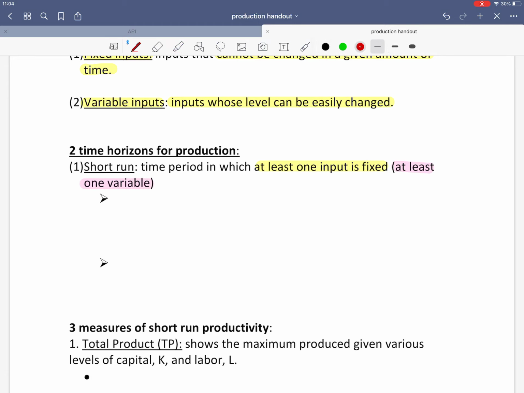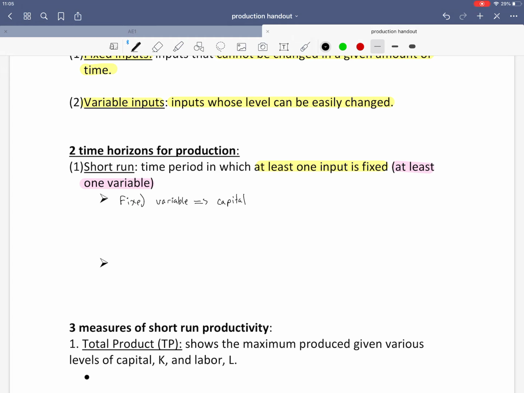Now, as we look at those types of inputs, we're going to see that our fixed input is usually going to be our capital. So typically capital is going to be fixed. This could be the amount of equipment that you have, this could be assembly lines, the building capacity. All these things are fixed, once again, not easily altered.